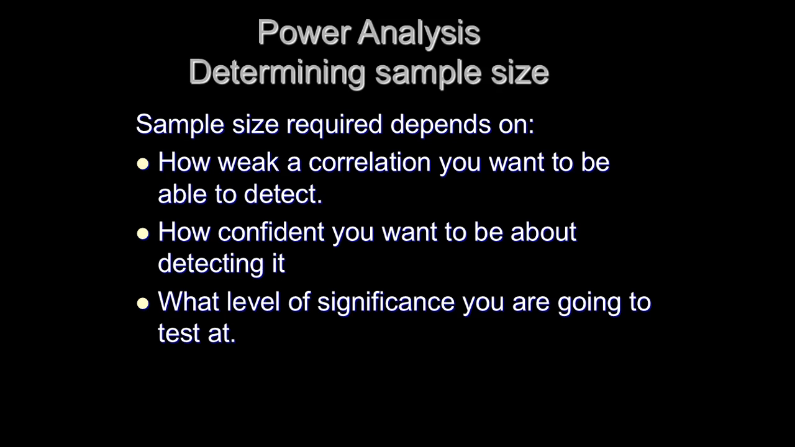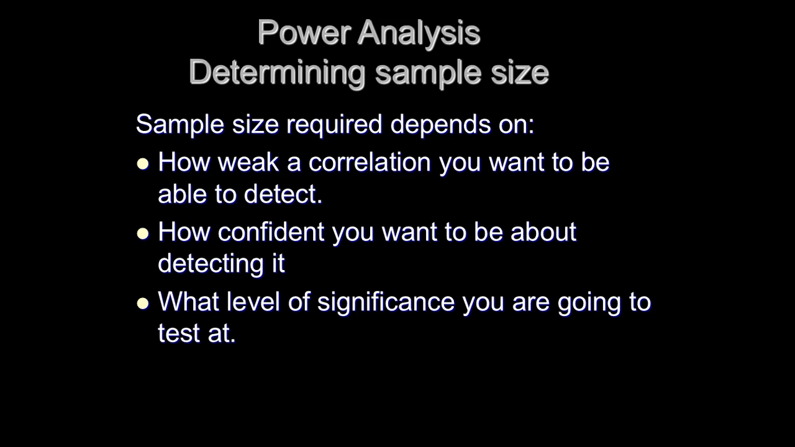So just briefly, if you have a non-significant finding, it's either because there's no relationship in the population for you to detect, or because you had too few participants, so you lacked power. You didn't have enough power to detect a correlation in the population if it was present. So power analysis allows you to determine the sample size that you would need to be able to detect a correlation in the population if it existed.